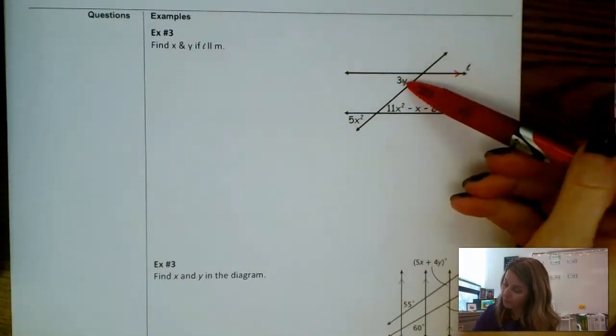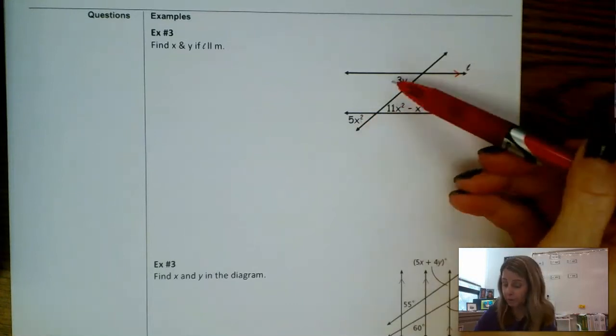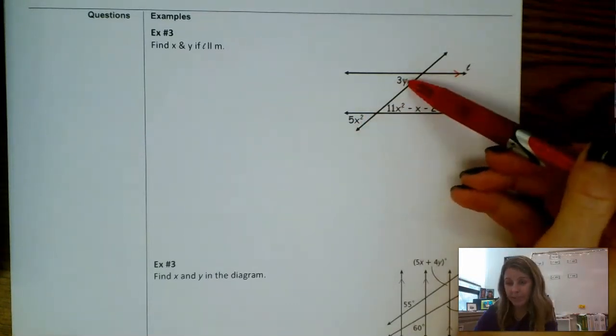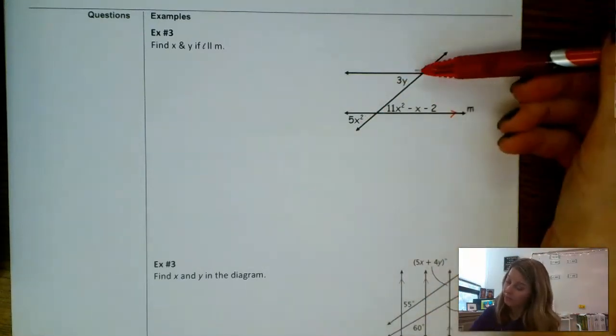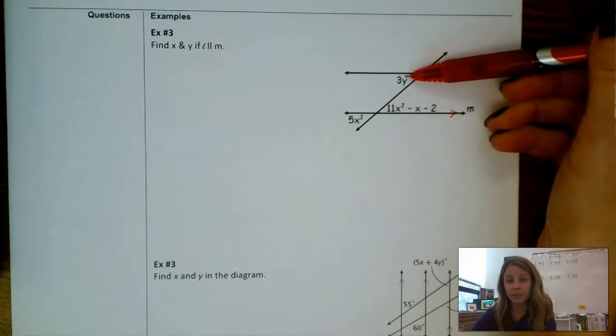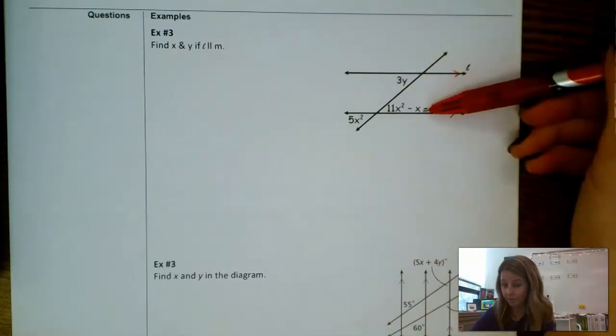All right, 3y and 5x squared, these are corresponding. They are equal. I'm going to pause on that one because I know I can't solve it, because they both have the same variable. I have alternate interior angles here. So another way I could set 3y equal to this expression.